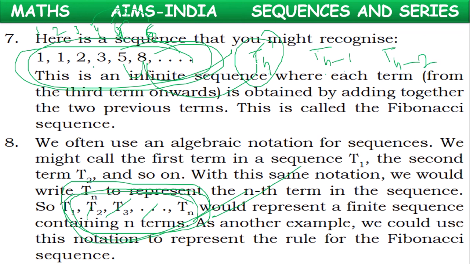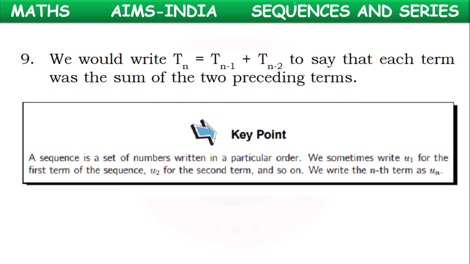Now in this sequence, what is the value of Tn? Tn is the sum of Tn minus 1 and Tn minus 2. This means the nth term is obtained by adding the two previous terms. Not only the nth term, any term in the Fibonacci sequence can be obtained by adding the previous two terms. That's why the Fibonacci sequence can be written in this manner.